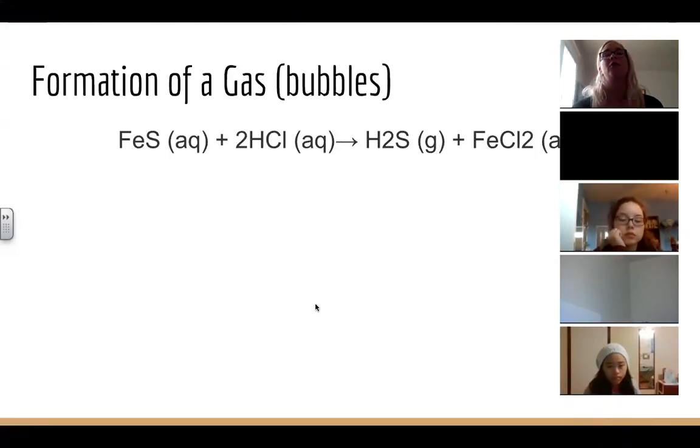We could also see formation of a gas, right? Which is usually a sign that a reaction is happening. However, that precipitate could be a sign as well. So in this case, right, you would see a gas in your products, and not everything would be aqueous.